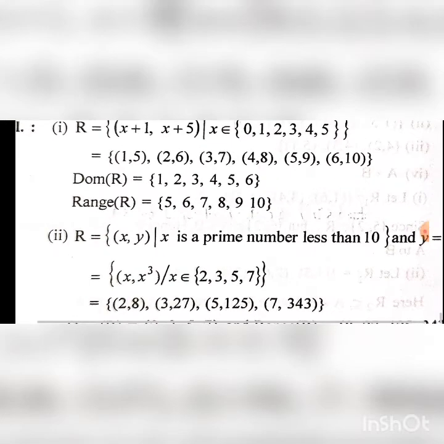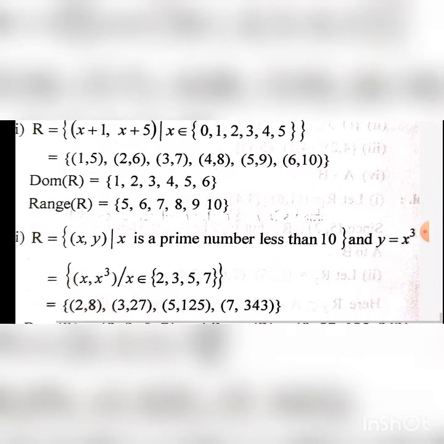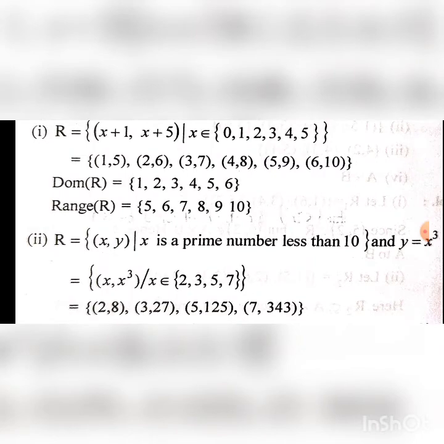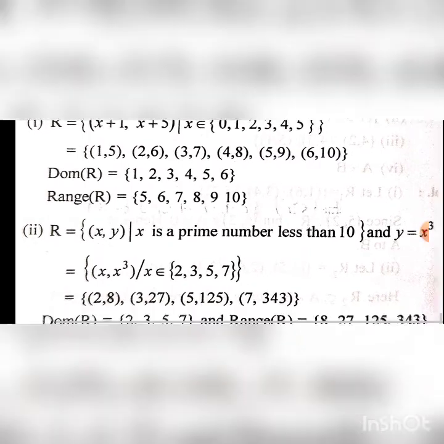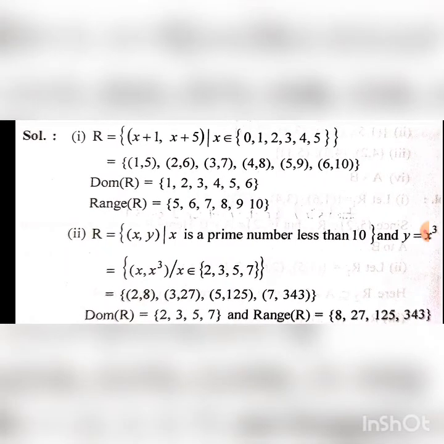So here we are given R equals ordered pairs (x, y) such that x is a prime number less than 10 and y equals x cube. So what will it be? We put y equals x cube, so the ordered pair will be (x, x cube), such that x belongs to the prime numbers less than 10. What is the set? 2, 3, 5 and 7 are the prime numbers less than 10.